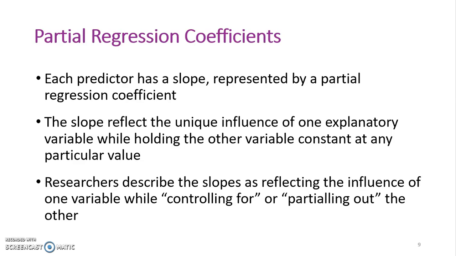So by this point, we've talked about the fact that each predictor has a slope, and these slopes are represented by what we call partial regression coefficients. The slopes reflect the unique influence of one predictor while holding the other predictor constant at any particular value. So essentially, we consider the slopes to be representing the influence of one variable while holding the other variable constant. We also call this controlling for or partialing out the other variable. So let's take a look at these slopes for the time in the Uber and time spent on the bird in this cost example.